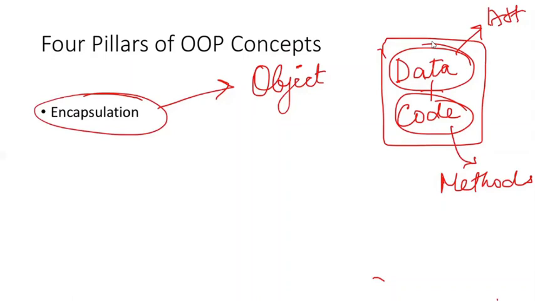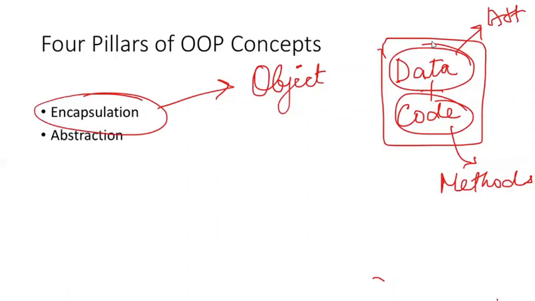All right. So what is encapsulation? Encapsulation is the process by which we represent an object as a collection of data and code, where the code works on the data that is put together. So this is known as your encapsulation. This is the first pillar or the foundation of object-oriented concepts.